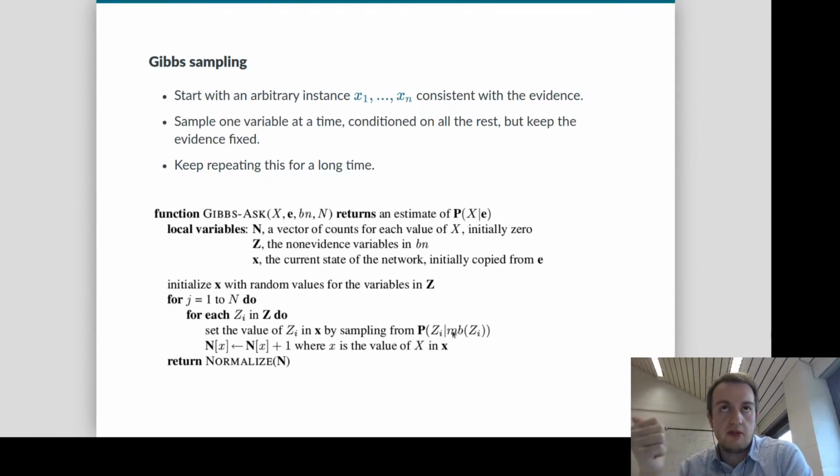It's basically the set of parents, the set of direct descendants, and the parents of these descendants, if I'm not mistaken. Okay, and then again we would collect samples x. We would fill in the bins of our histogram, and then finally normalize the counts.